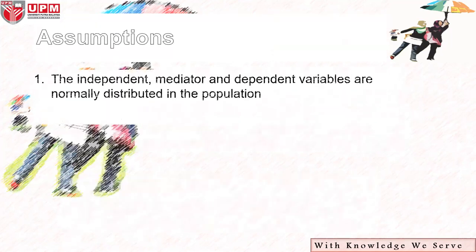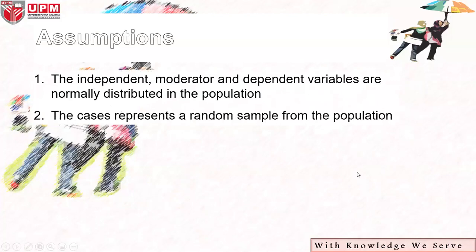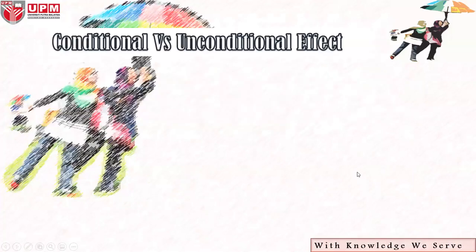Okay, assumption. The IV, moderator, sorry, bukan mediator tu. Moderator and dependent variables are normally distributed in the population, in the case where our IV and moderator are in continuous form. Okay, and then the cases represent a random sample from the population.